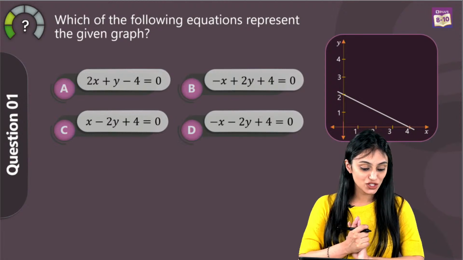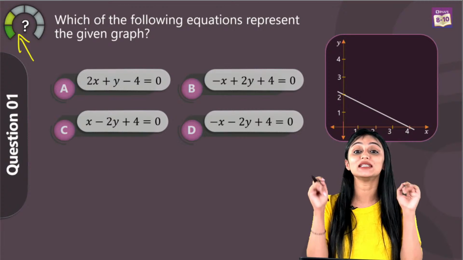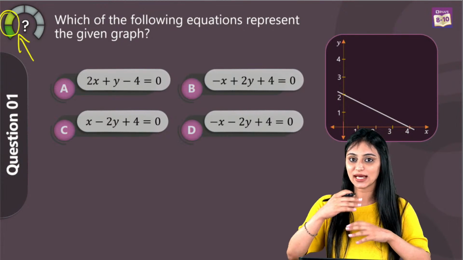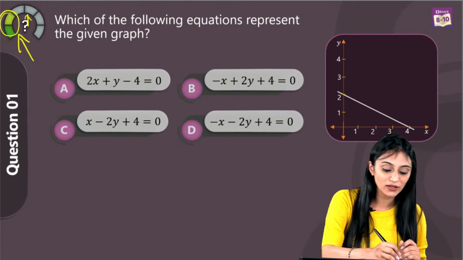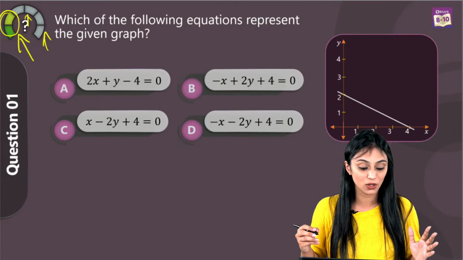So here we have question number 1 and this is the difficulty level meter that you are going to see in every question. So if you see 2 greens over here, it shows that it's an easy level one. If you see yellows over here, that means it's a moderate one. If you see red or orange over here, that means it's a difficult level question.